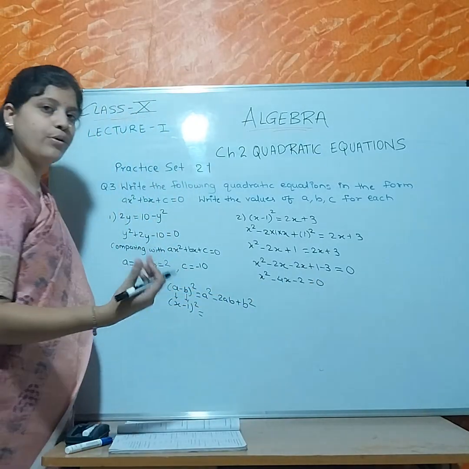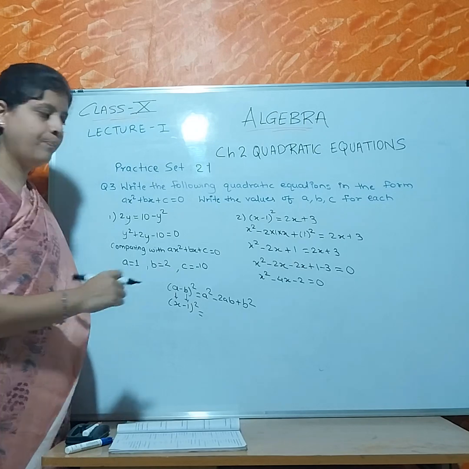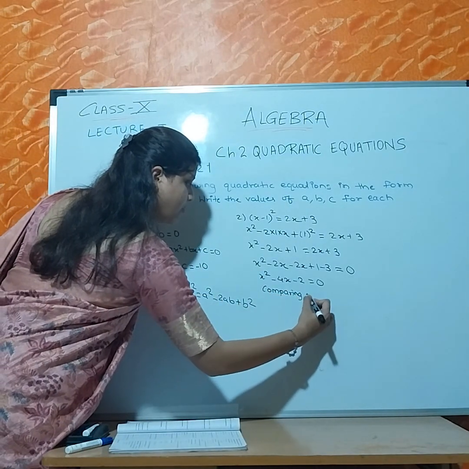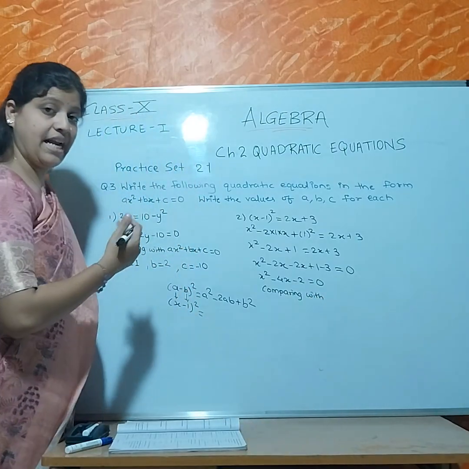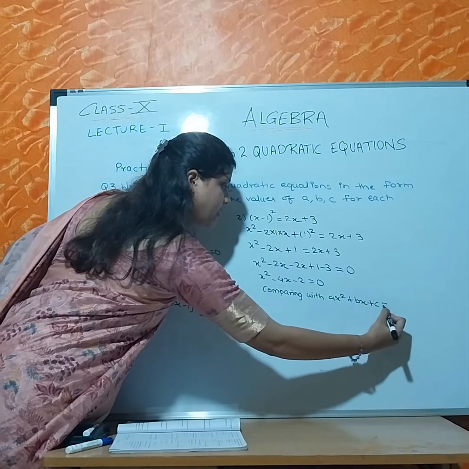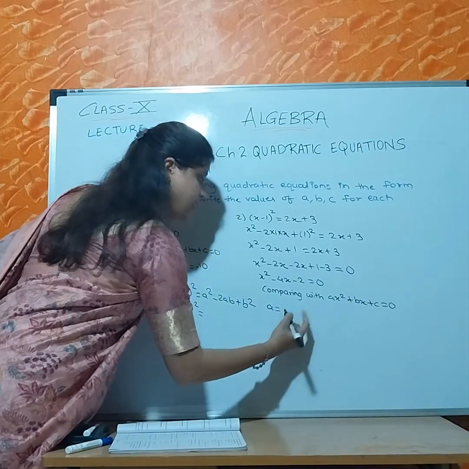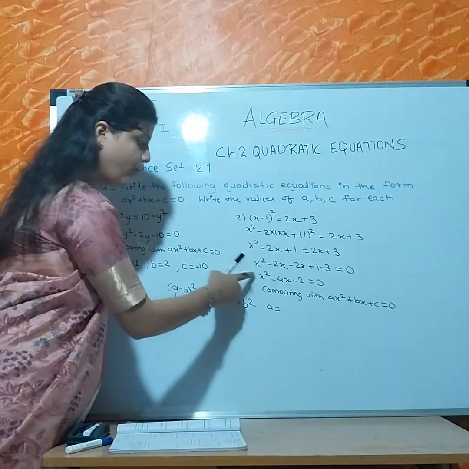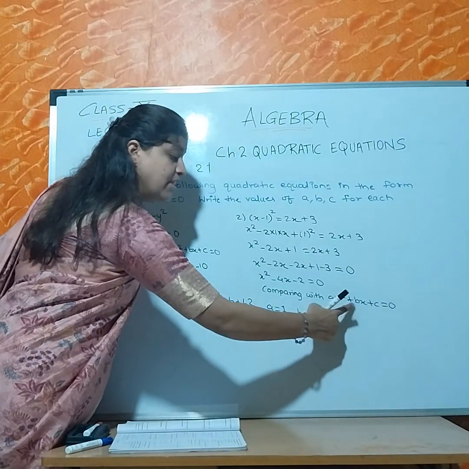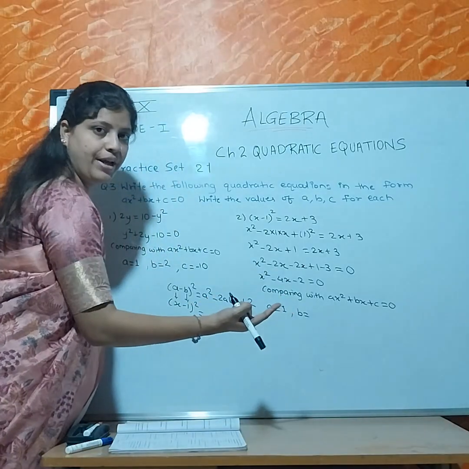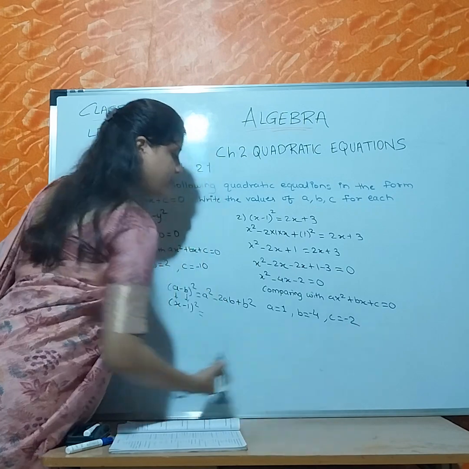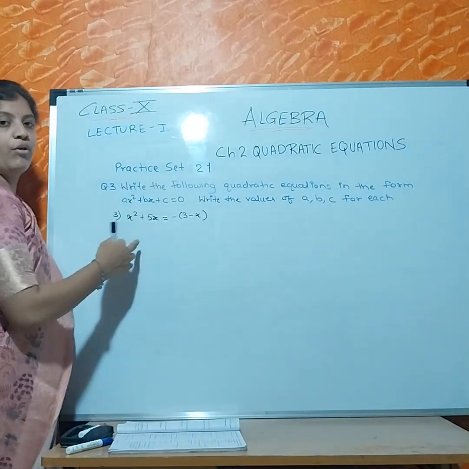Now we will compare this equation to get the values of a, b and c. Now see, comparing with the general form, that is standard form, ax square plus bx plus c is equal to 0, we get, what is the value in place of a? 1. What is b? It is minus 4. Here it is plus bx, but here it is minus 4x. So b is minus 4 and c is minus 2. Understood? Now what is the next question?